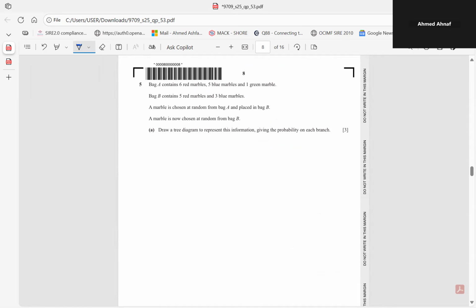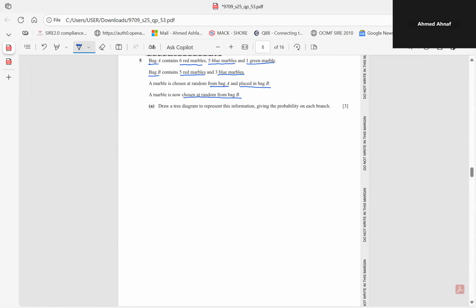Okay, so we're told that bag A contains 6 red marbles, 5 blue marbles, and 1 green marble. And bag B contains 5 red marbles and 3 blue marbles. And we're told that a marble is chosen at random from bag A and placed in bag B. And a marble is now chosen at random from bag B.